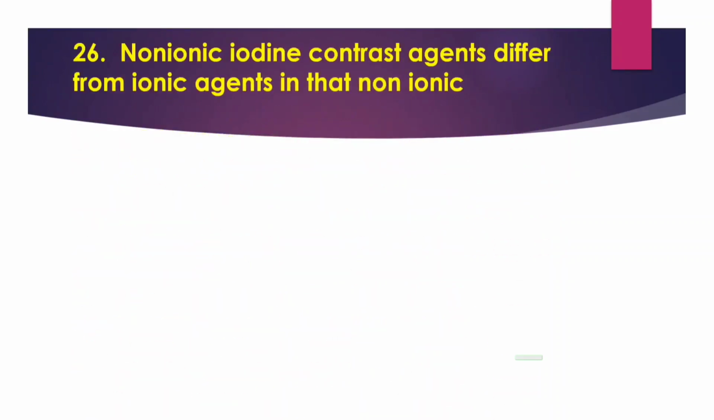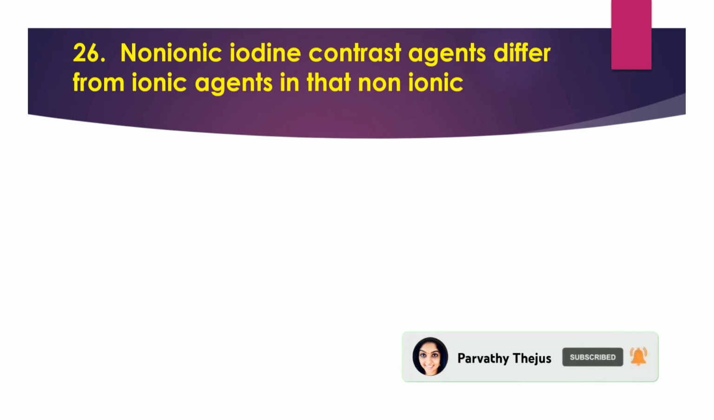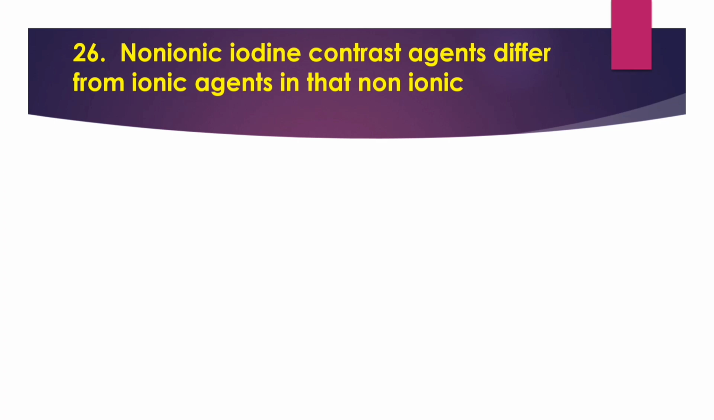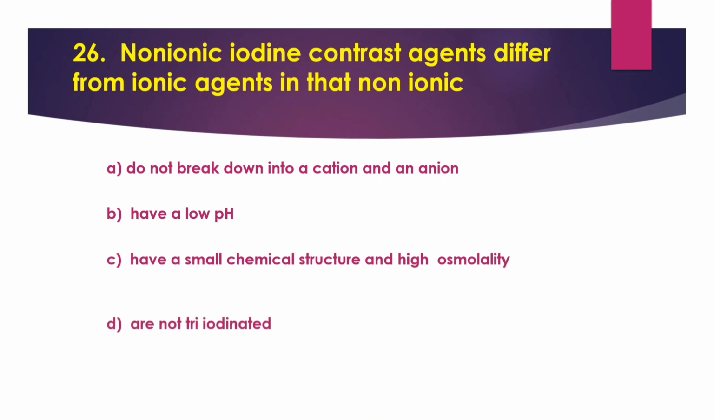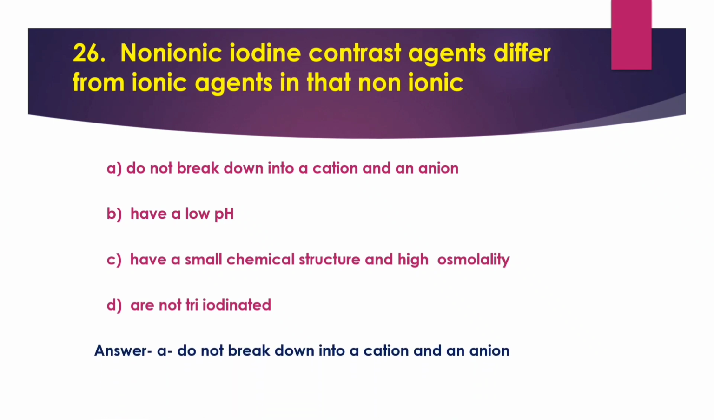Moving on to the next question, question number 26. Non-ionic iodine contrast agents differ from ionic agents in that non-ionic: option A, do not break down into a cation and an anion. Option B, have a low pH. Option C, have a small chemical structure and high osmolality. And option D, are not tri-iodinated. The answer is option A, do not break down into a cation and anion.